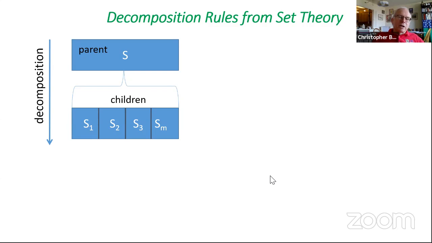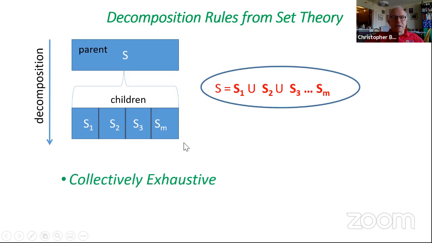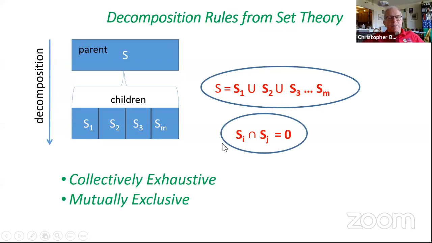All right. So let's take a quick look at set theory, which we should have some familiarity with. And when we break a parent set up into its children, all right, we have these distinct children. And the children should add up to the parent. So when we do the decomposition, it is collectively exhaustive. That means we had to think of everything. And there are some ways you can do that, and we'll save those for another lecture.